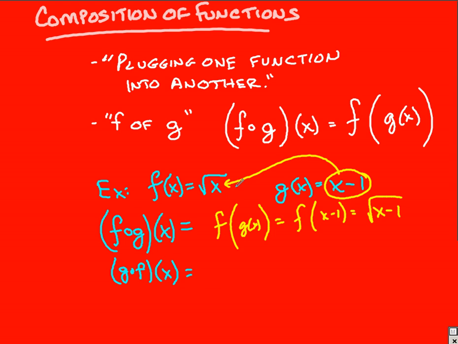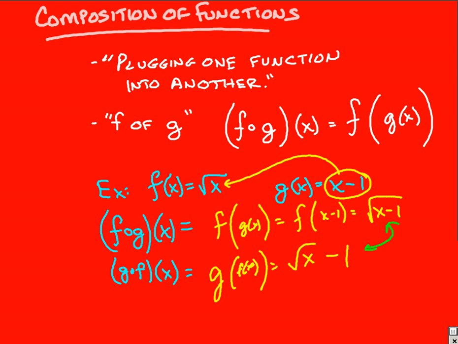Now, if I go backwards, g of f of x, that means I'm going to take my f of x, the square root of x, take this whole thing, and plug it in for x over here. So x becomes the square root of x, and then I have minus 1 on the outside. Notice here that these two are not the same function. It's very rare, actually, that both f of g and g of f come out to be the exact same function. And we'll talk later about why that is and why that's important.